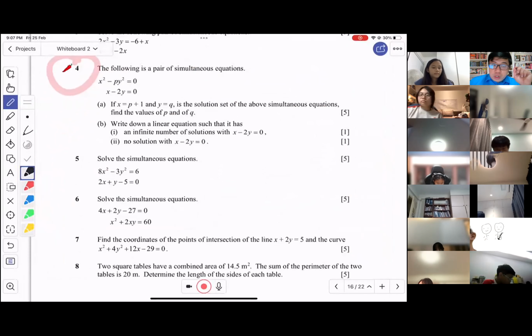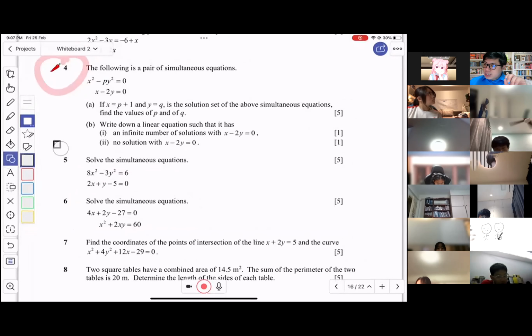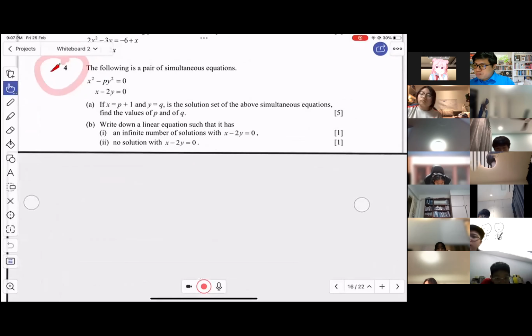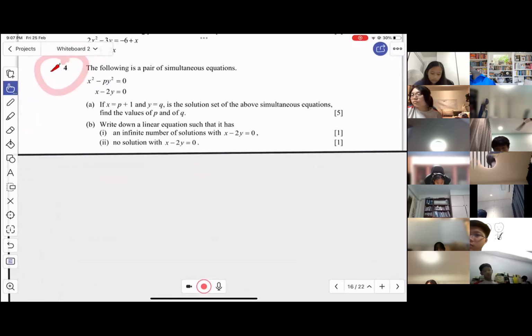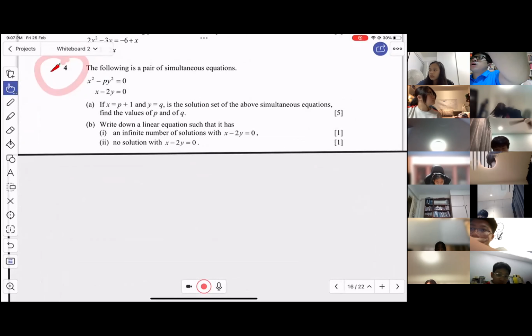Okay, so now I will go to topic 2, question 4. Topic 2, question 4. I'll quickly check who asked this question. Can I ask? Okay. So the following is a pair of simultaneous equations. If x, just give me a sec. Let me open the document in my other window.